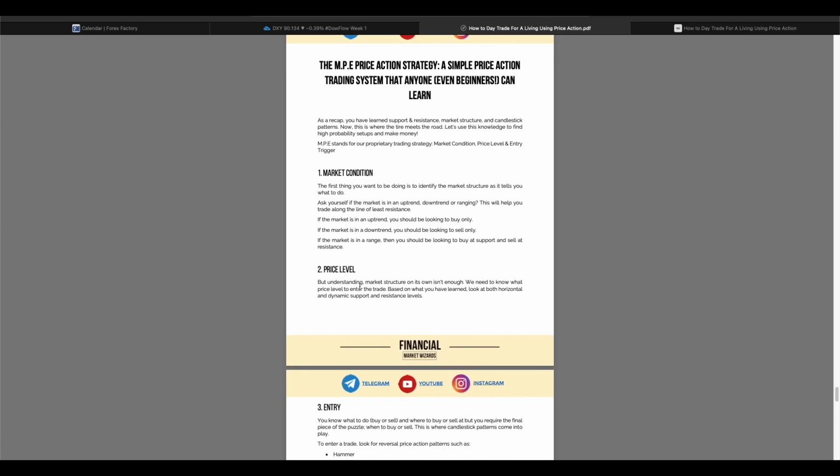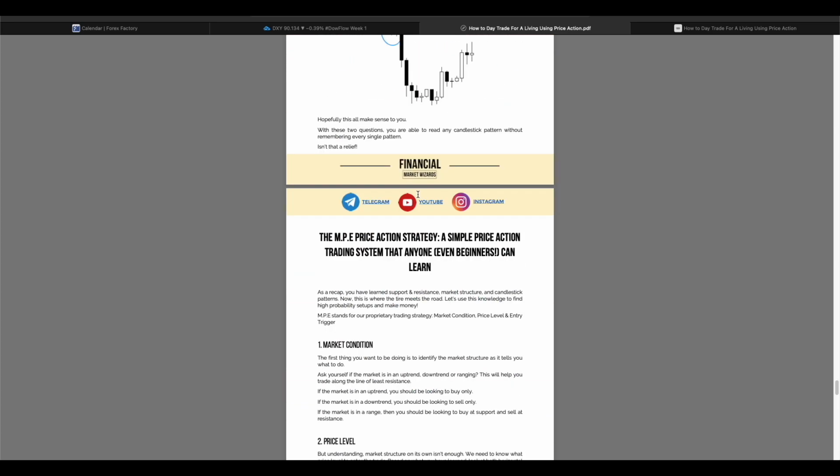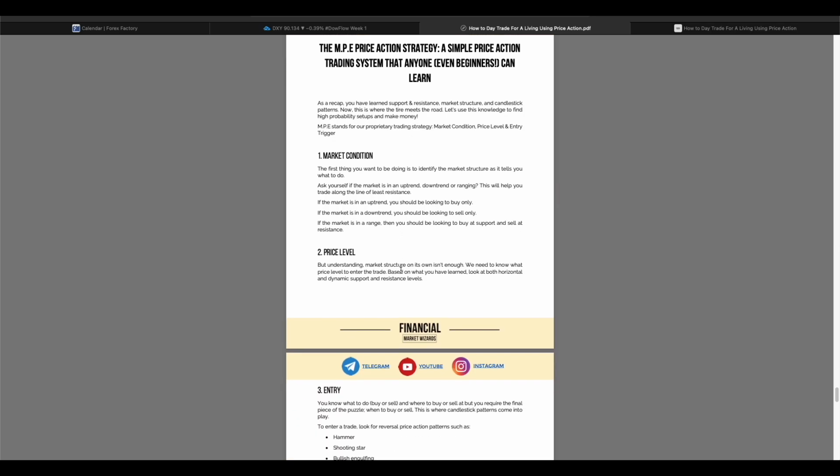If you are an advanced trader, you do not need to read the entire thing because we have a candlestick pattern cheat sheet, and you don't really need that if you are an experienced trader. But what you do need to know is market condition, price level and entry, because that will help you understand how I break down the currency pairs shortly.